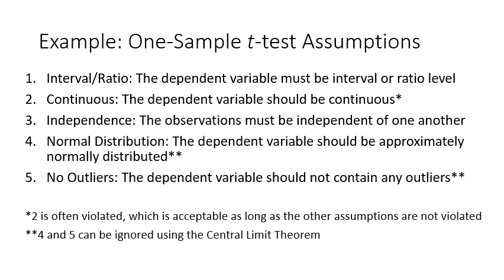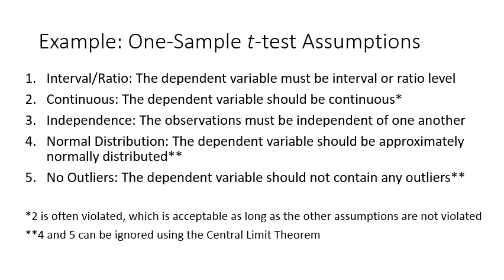And then number 5 is no outliers, and that is the dependent variable should contain no outliers. Both of these have the 2 stars. You look down at the bottom and you see that a big thing that goes on here is that these 2 assumptions can be ignored using the central limit theorem. If your sample size is sufficiently large, you can assume that your sampling distribution of the mean is going to be normally distributed, and that is going to control for outliers as well.